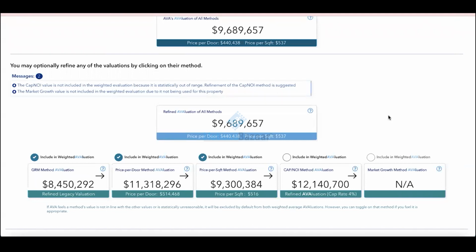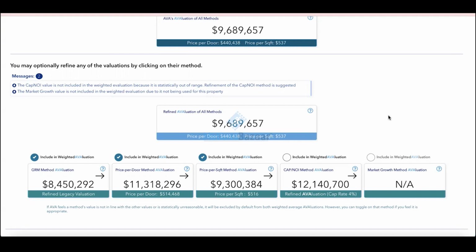Now, the market growth methodology is interesting. It's not applicable here because this property hasn't traded hands in the last 7 years. If a property had traded hands in the last 7 years, we literally, through AVA, have the ability to refine what was, applied to what is now, and comps and what market rents are, and all of those different factors that define value, to come up with actually a fifth methodology for what is the value of this property.